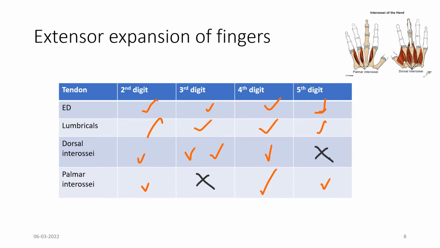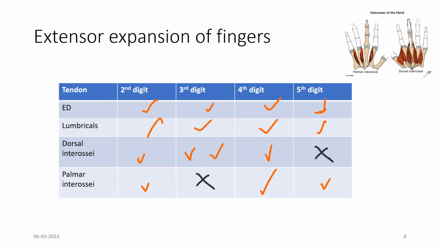If you see the dorsal interossei, there are 2 dorsal interossei for the middle finger, whereas 1 each for the 2nd one and then the 4th one for the dorsal interossei part. Then if you take the palmar interossei, there is 1 for the 2nd and 4th and 5th digits. There is no palmar interossei for the middle finger.